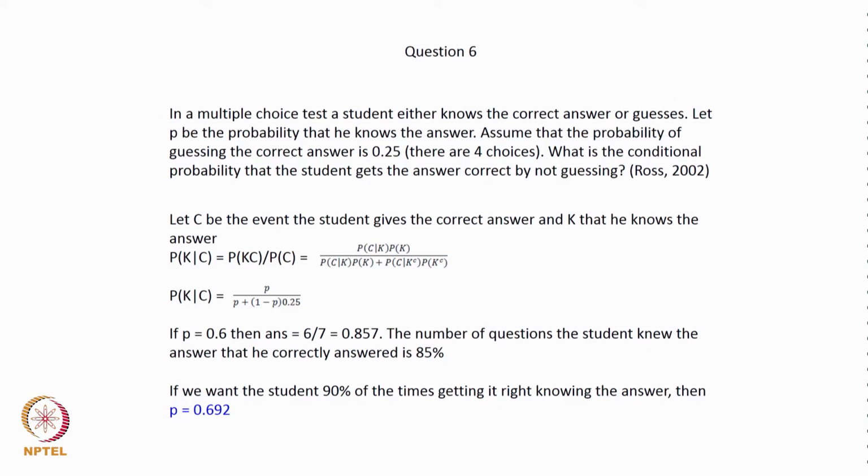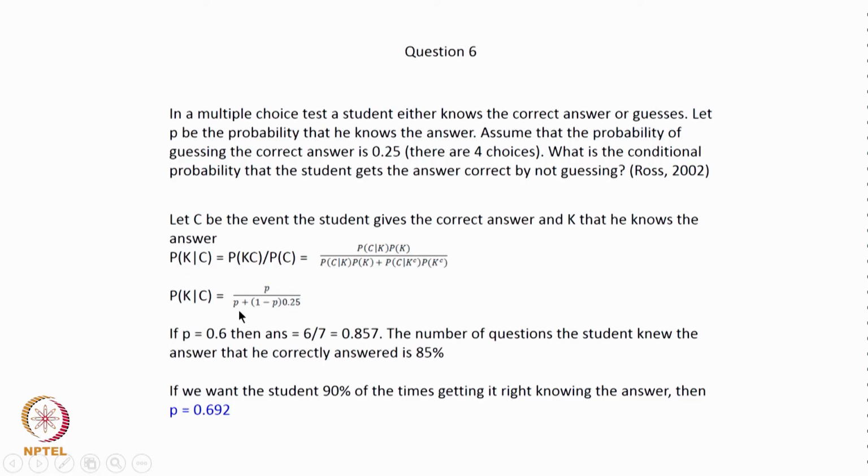minus P into 0.25. 0.25 is the probability of guessing and not knowing. So, 0.25 is the probability of guessing, 1 minus P is the probability of not knowing. So, probability of not knowing, guessing and getting the correct answer is 1 minus P into 0.25. Probability of knowing the answer, writing it and getting it is P, therefore, P by P plus 1 minus P into 0.25.